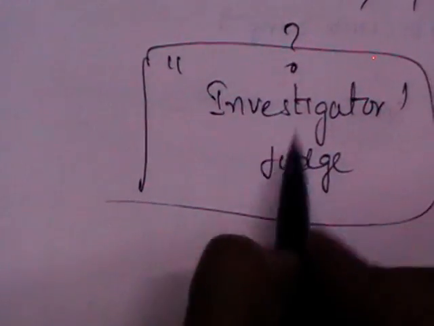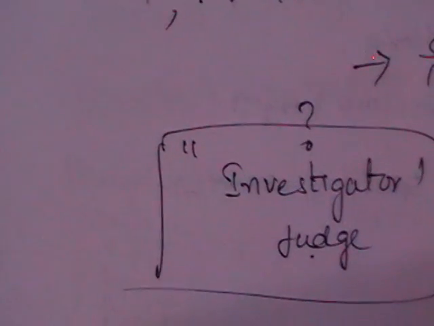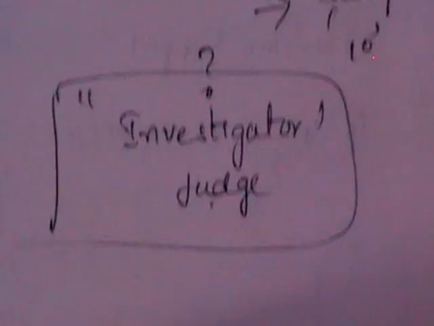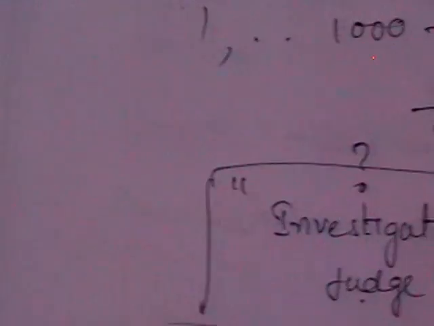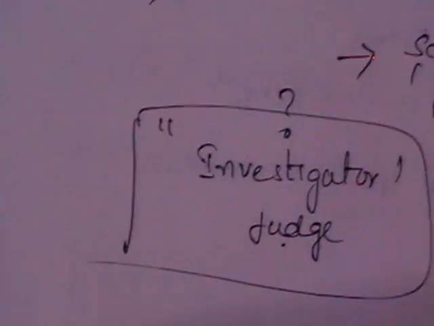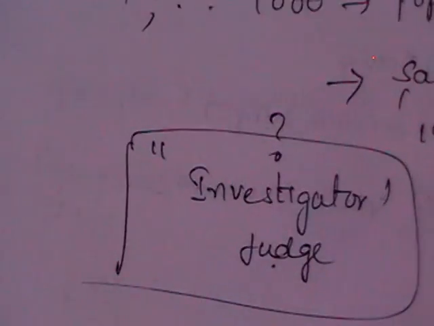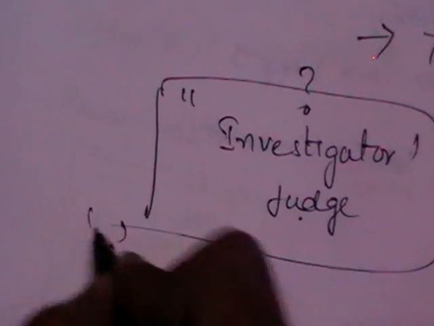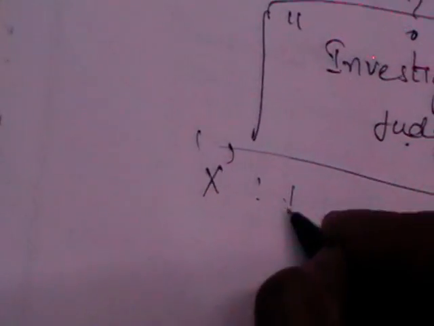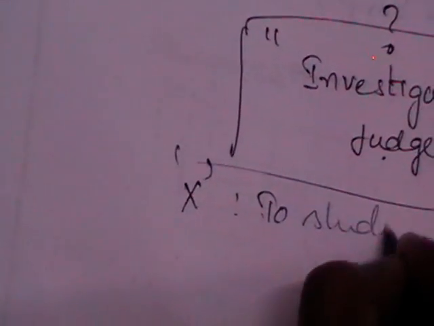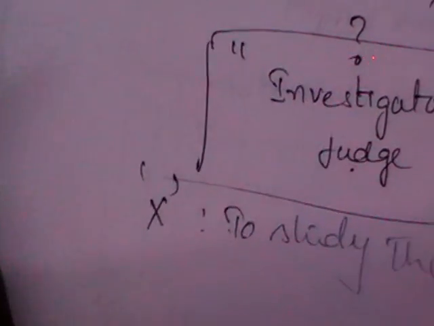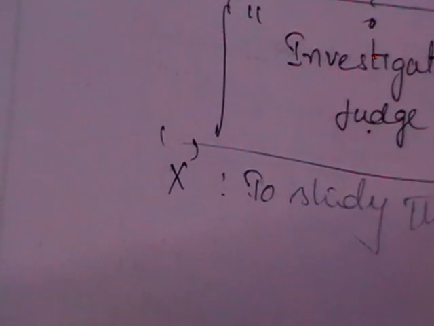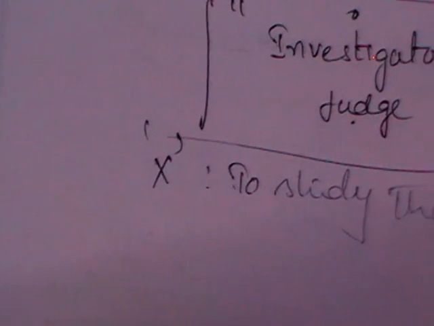I'll give you an example. The objective of the survey: what is the objective of the survey? It is nothing but to study the average income levels of the population in a metropolitan city. Any city, let us say X. The objective of this study is to study the income levels of people in any metropolitan city X.